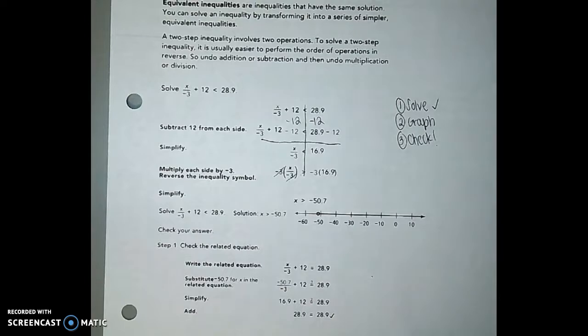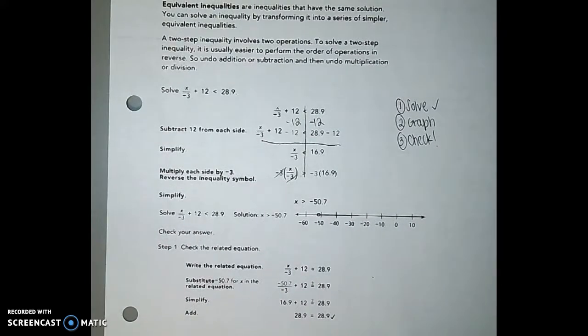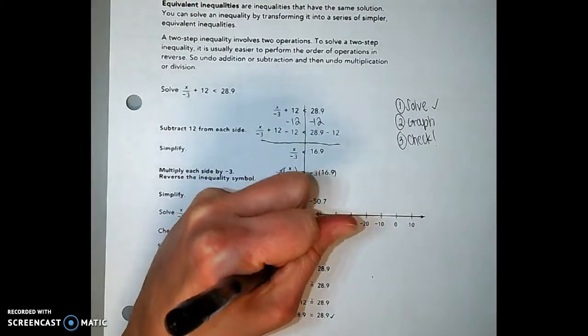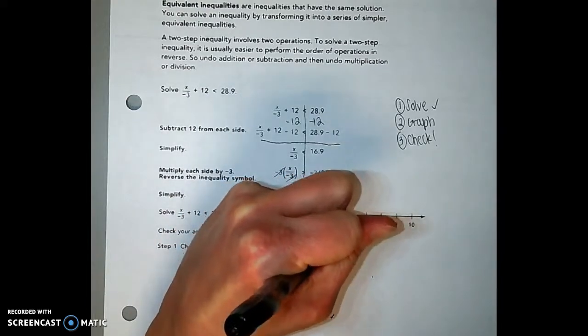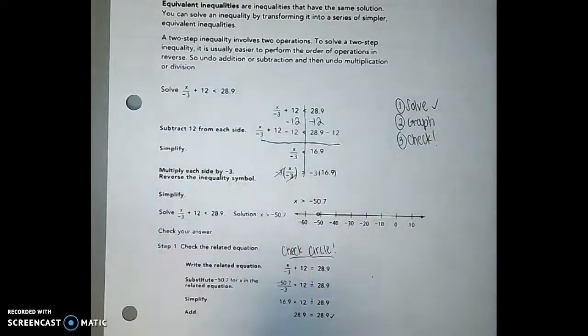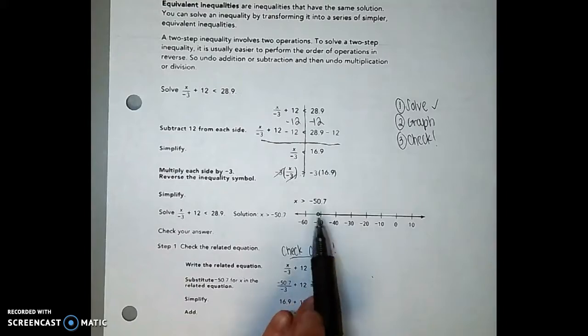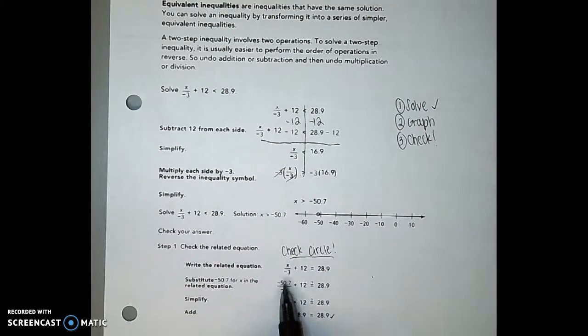Now we have two ways that we have to check our answer. Remember that the first thing that we have to check is we have to check the circle. And that's what they're showing us at the bottom. So we want to make sure that the circle was placed in the correct spot. And so we have to replace x with negative 50.7 and then solve to make sure both sides are equal. When I do that, negative 50.7 divided by negative 3 gives me 16.9, and then 16.9 plus 12 does give us 28.9, so we know we got the right answer. If both sides were not equal, that would show you that you made a mistake when solving your inequality.